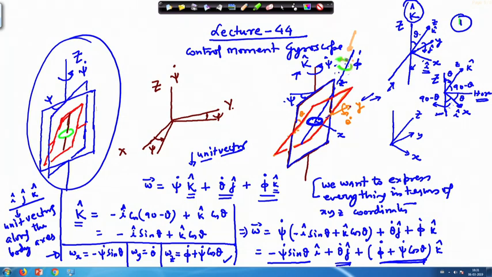Now, this gap is much more visible. So, to this phi dot, this further quantity psi dot cos theta is getting added up. So, we must be careful about this term, psi dot cos theta.